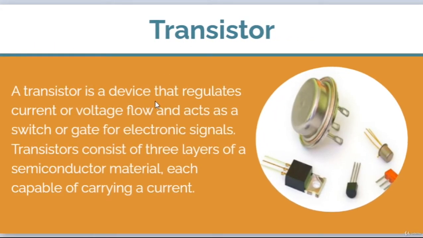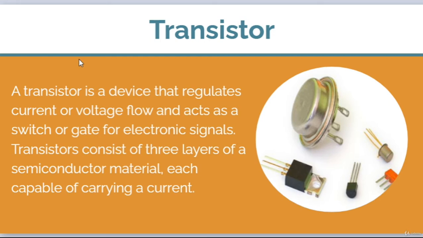A transistor is a device that regulates current or voltage flow and acts as a switch or gate for electronic signals. A transistor consists of 3 layers of semiconductor material, each capable of carrying a current. So that means that this transistor acts as a switch or gate.